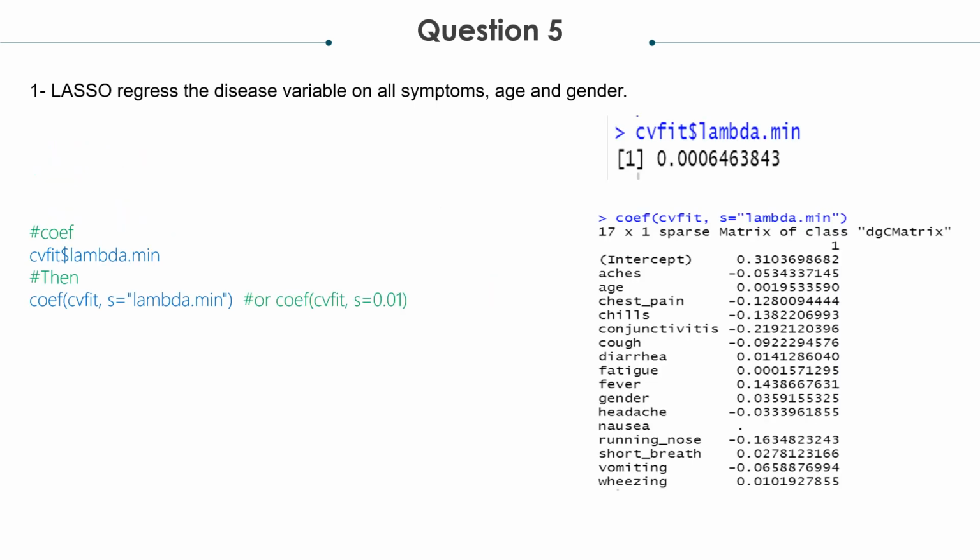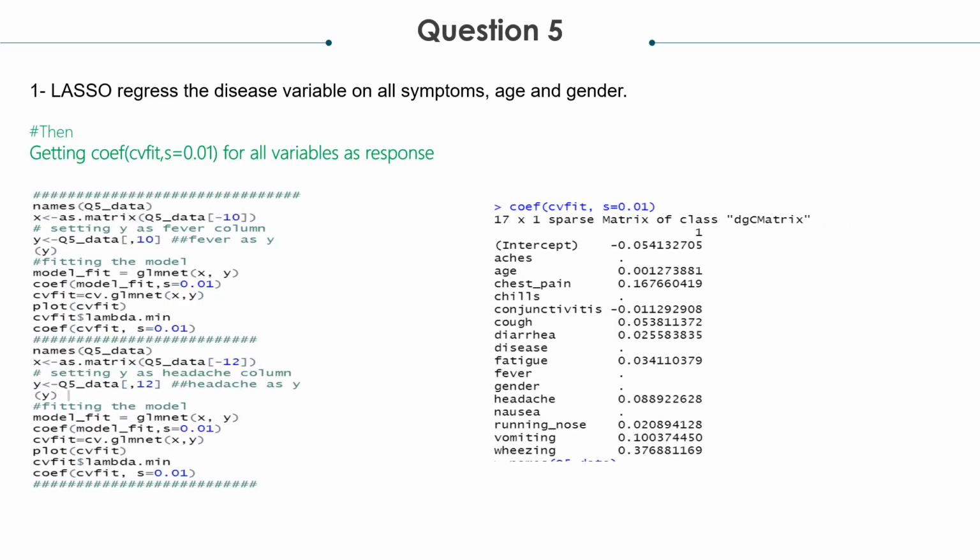After that, we get the minimum lambda, and then we set the S to be 0.01, or we can do it by lambda.min. The results in the slide show lambda.min. Then we repeat the lasso for all the variables as response. You do not need to repeat all the steps, just the lasso or the coefficient parts. In front of you, you can see the parts that you are to repeat.